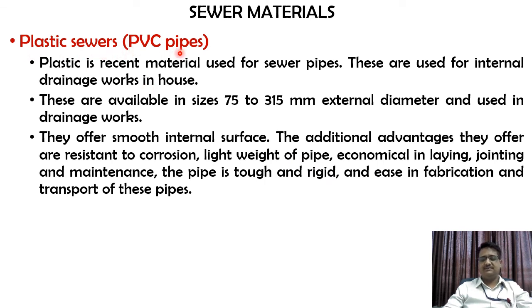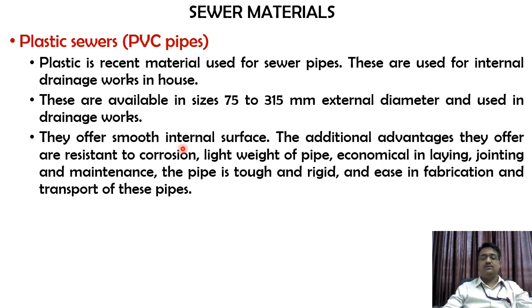Plastic sewers or PVC pipes. Plastic is a recent material used for sewer pipes. These are used for internal drainage works in houses. These are available in sizes 75 to 315 mm external diameter and used in drainage works. They offer a smooth internal surface. The additional advantages they offer are resistance to corrosion, light weight of pipe, and economy in laying, jointing and maintenance. The pipe is tough and rigid, and easy in fabrication and transport. So everyone knows about the PVC pipes.